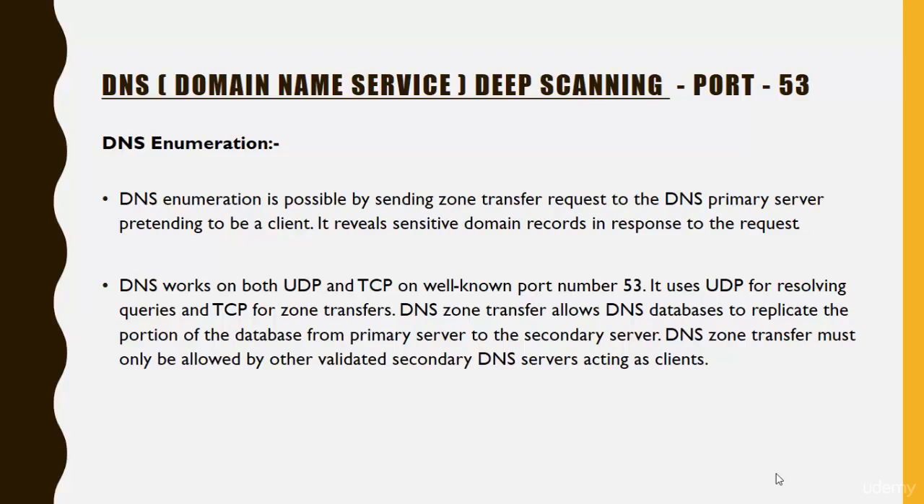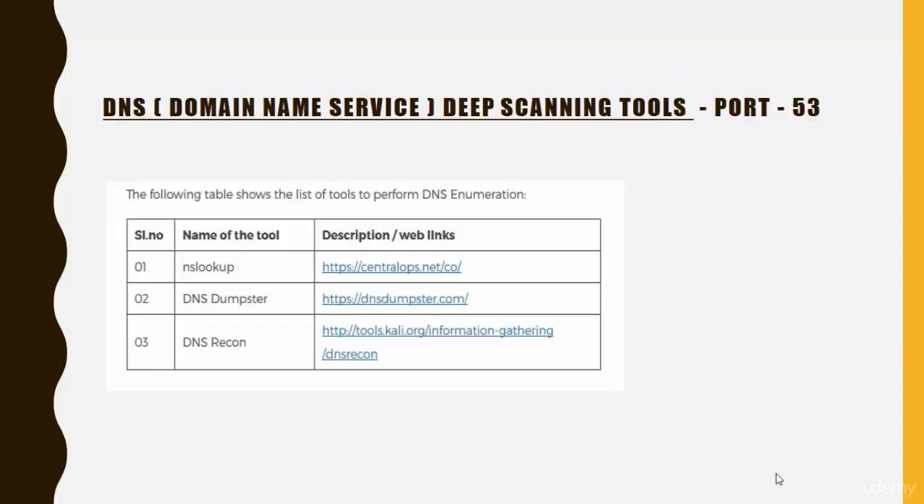A DNS zone transfer allows DNS databases to replicate a portion of the database from the primary server to the secondary server. DNS zone transfer must only be allowed to validated secondary DNS servers acting as a client. DNS deep scanning tools, which work on port number 53, are NSLookup, DNSdumpster, and DNSRecon. The web links you can find here.